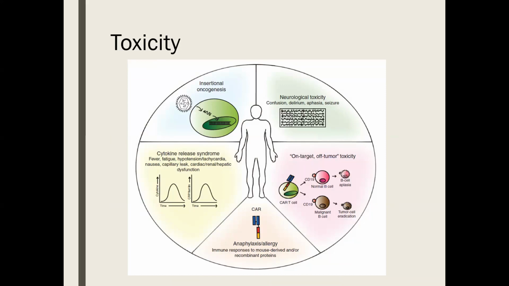Toxicities, as you can imagine, they are pretty significant. Starting in the upper right-hand side, we have neurologic toxicities, including confusion, delirium, aphasia, and seizures. One of the more interesting things that we talk about with these products is on-target, off-tumor toxicities. So if you have a CAR T-cell that's targeted against CD19, that's great when it goes after the malignant CD19 B cell, leading to tumor eradication. But what if it wipes out all of your B cells that express CD19, including your normal non-malignant ones?